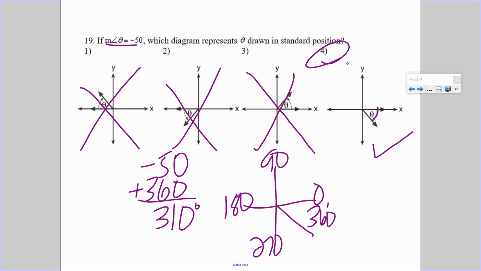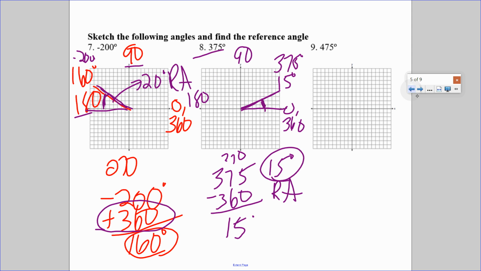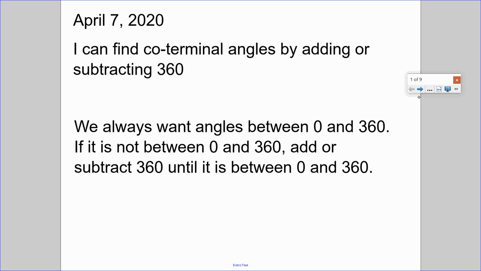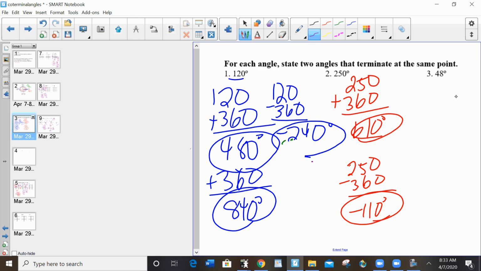That's your answer. So we always want our angle to be between 0 and 360. If it's not between 0 and 360, we're going to add or subtract 360 until it is. And if you just want to find a coterminal angle, again, you can always just add or subtract 360. And that's it. A relatively simple lesson. I'm going to record one more for you now for today, and then tomorrow we're putting everything together from the first 3 lessons.